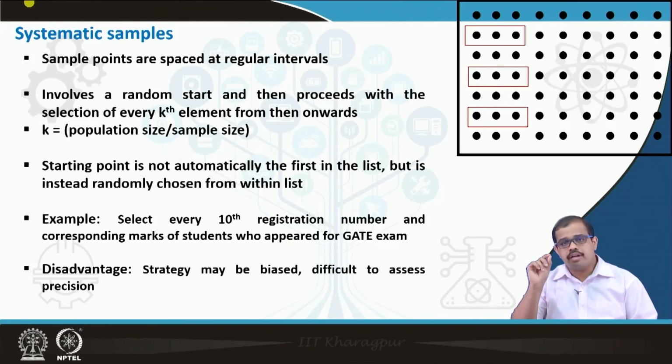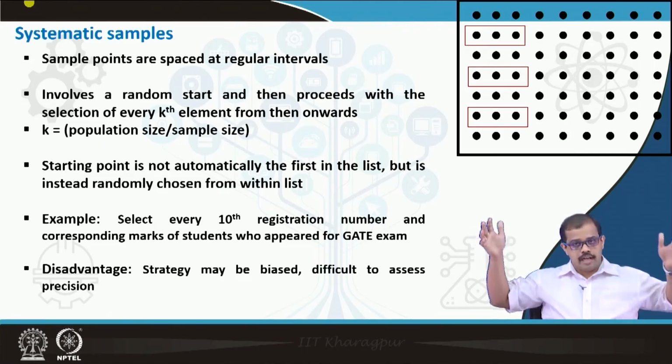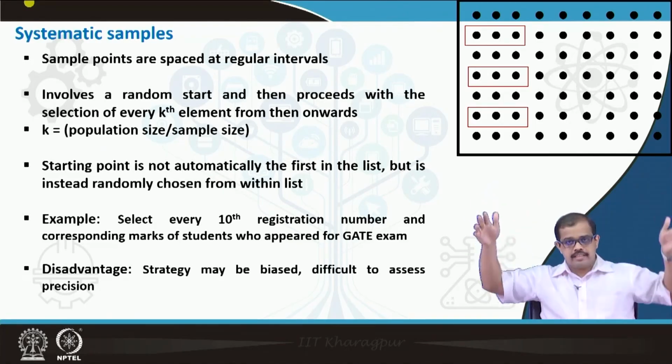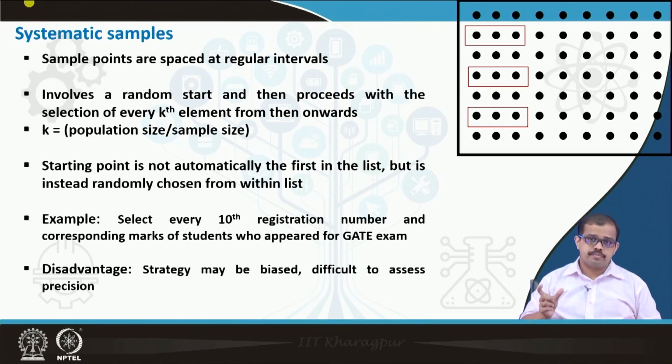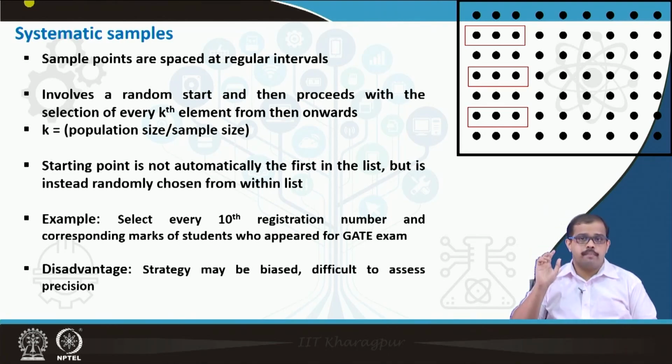Then how do you calculate k? It is the entire population size, which means the entire size of what you want to sample. That is the entire population size that you have considered, divided by the sample size. So, that is extremely important: the number of points that you are sampling divided by your sample size.